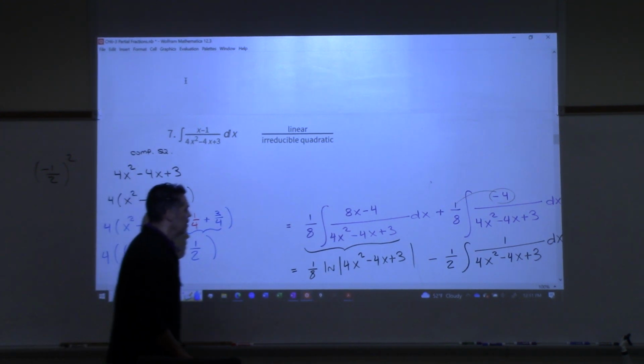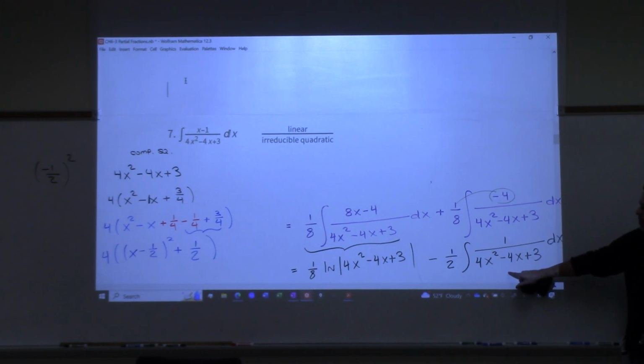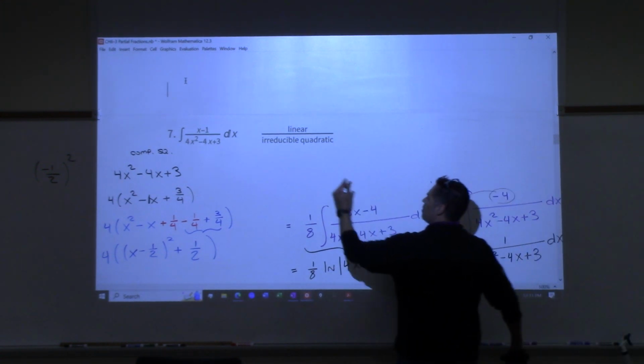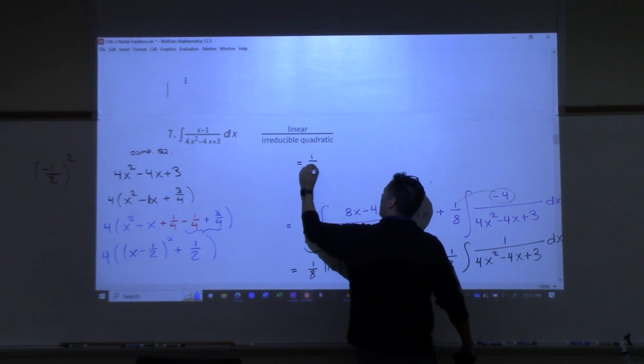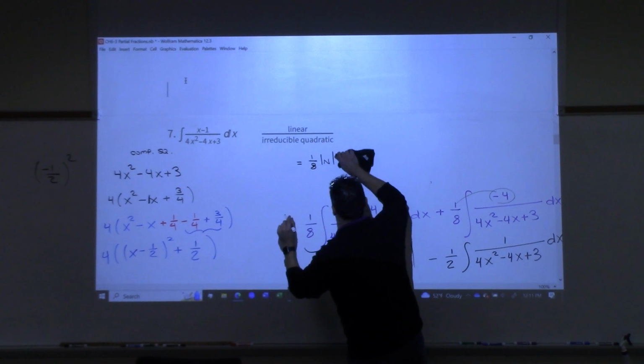All right, I think I'm ready to pick up right here. I'm going to pick up right where we were. This is going to be equal to, I'm going to go ahead and write the first part out: 1/8 natural log. I've already done this part, right? This integral is done.